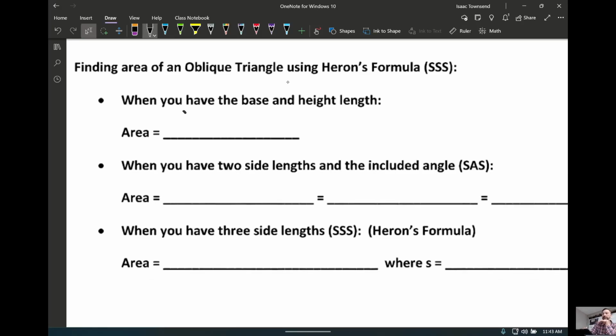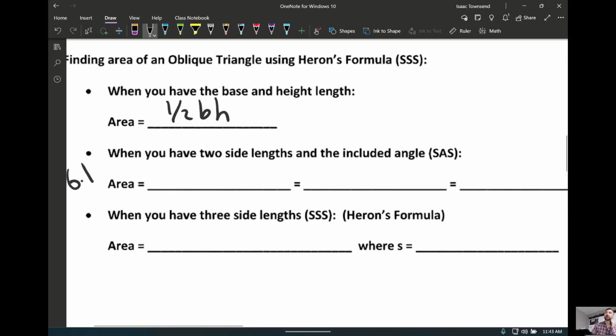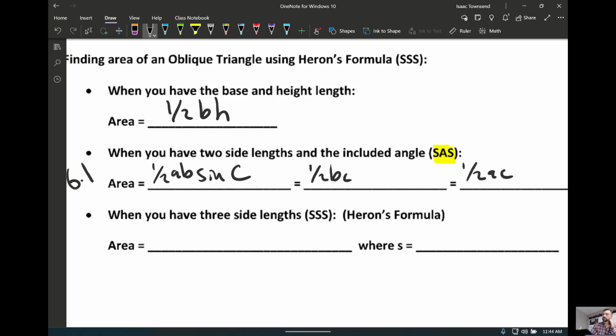So last time I reminded you that you knew this area formula for a triangle from geometry class, 1/2 base times height. And then when we did law of sines in section 6.1, I said there's 3 others that you can use if you have side angle side. That would be 1/2 times 2 sides times the sine of the angle in between those.